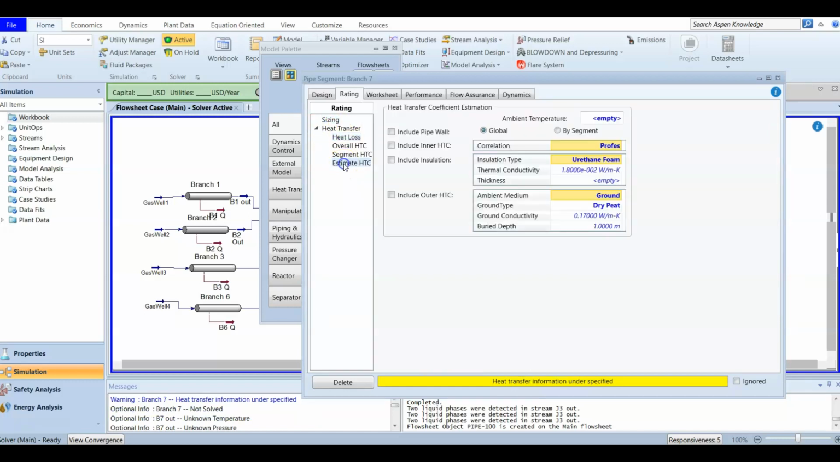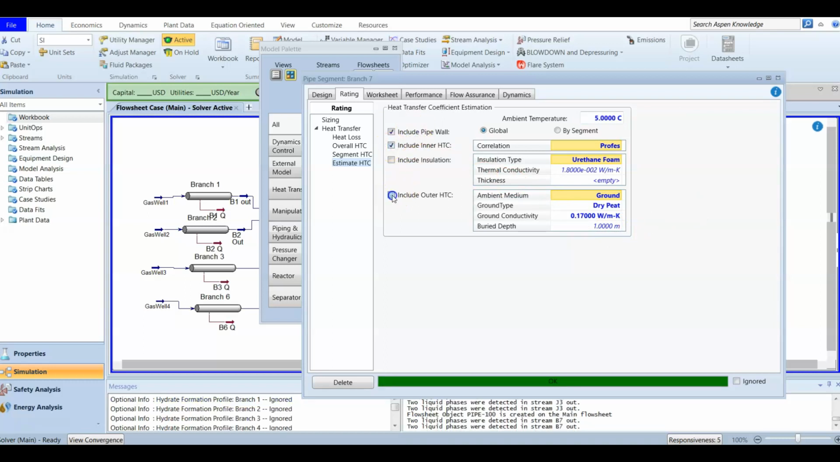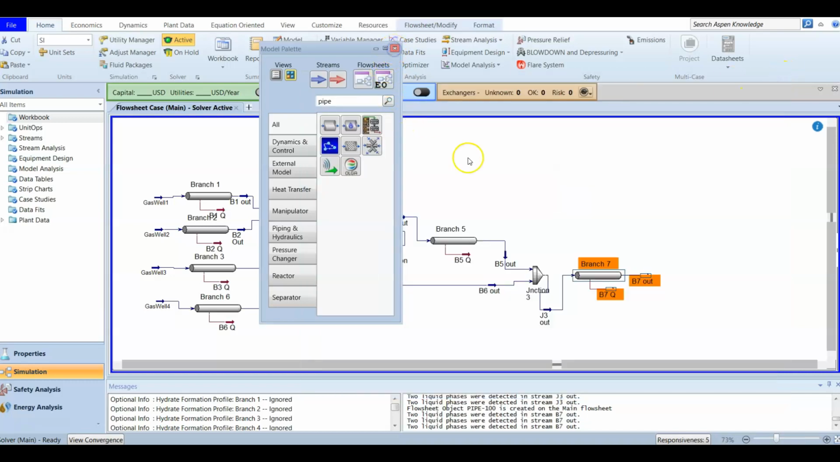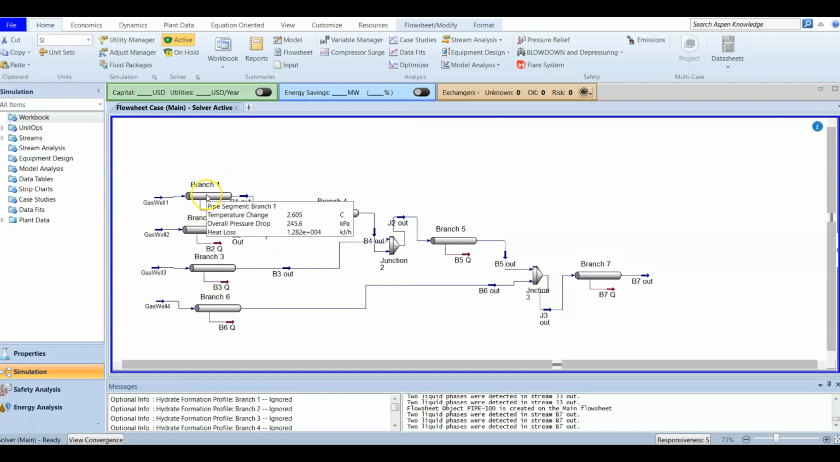So now it's time to estimate our HTC, and in this case we are going to estimate the ambient temperature to be 5, and we are going to include the pipe wall, the inner HTC and the outer HTC. Okay, so now it's solved. So this is the gathering. Okay, if you are working in upstream, you will be more familiar with this one. You have different wells, and all of them pump into a different branch. After that you collect them together like this, and this will be the pipeline, or your final pipeline. Okay, so now we are done with our gathering information.